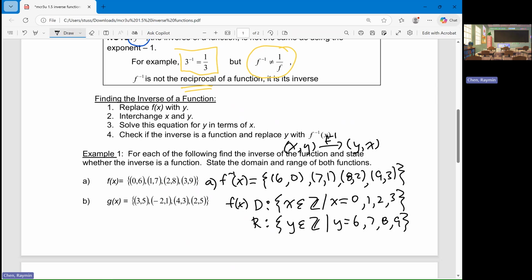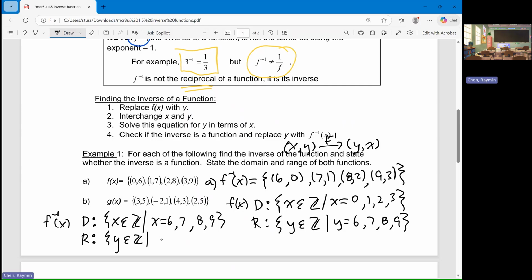I apologize, I'm going to be moving over to the left end of your screen. The inverse function, what is its domain? Well, its domain is x is an element of the integers such that x is equal to 6, 7, 8, and 9. What is the range? Y belongs to integers such that y is equal to 0, 1, 2, and 3.